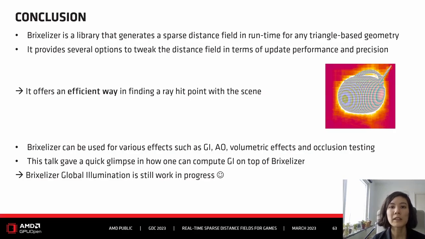For example, global illumination typically does not need the highest precision, the same for ambient occlusion. You can also use it to compute volumetric effects or to do occlusion testing. In this presentation, I present to you one way of how you could use Brixelizer to compute global illumination on top. I hope that this serves to you to get inspired, and also that you come up with your own solutions.